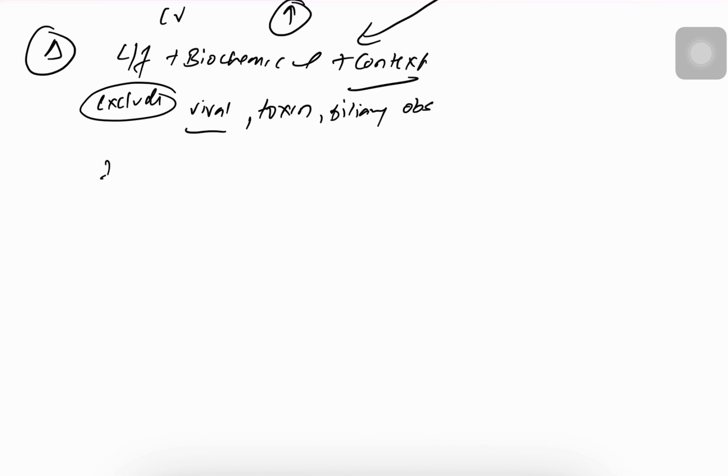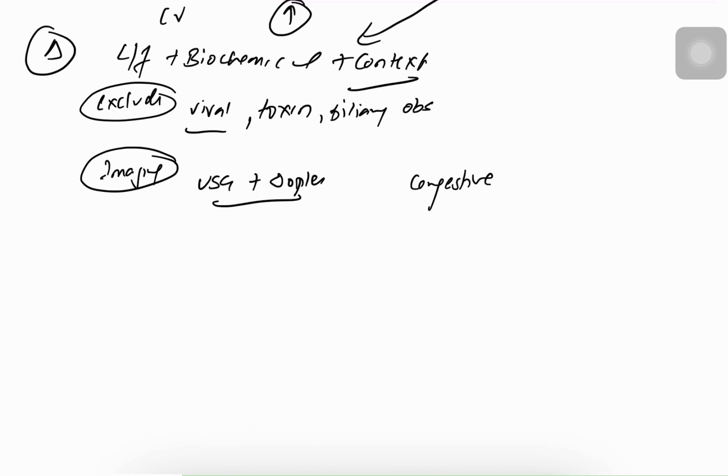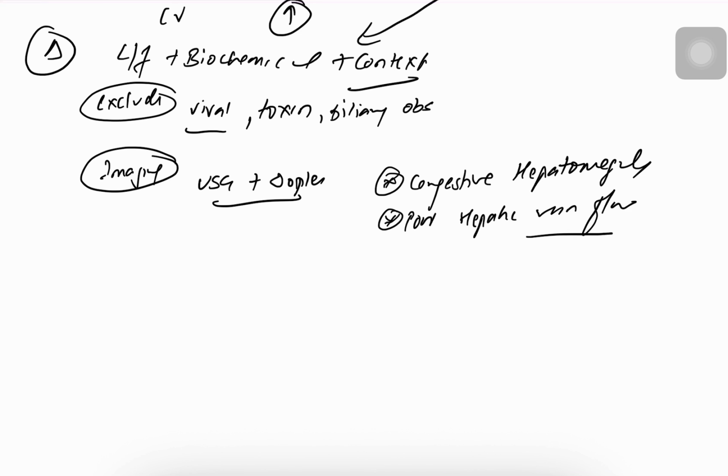And what about imaging? Ultrasound with Doppler might show a congestive liver, congestive hepatomegaly, or poor hepatic vein flow in right heart failure. Basically, imaging helps us to differentiate or rule out ischemic hepatopathy from other causes like biliary obstruction or hepatic vein thrombosis.